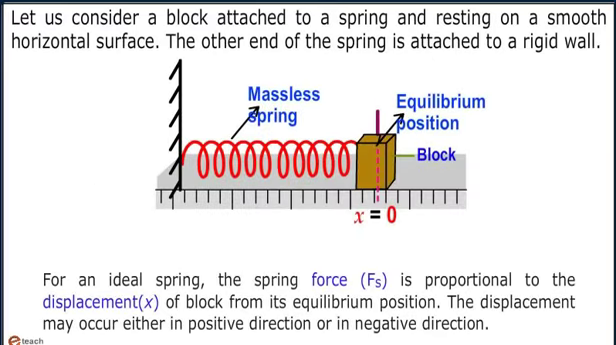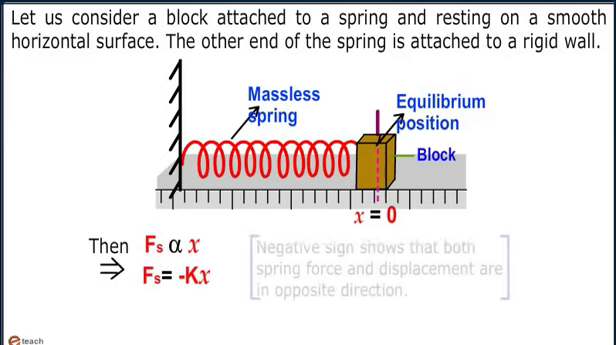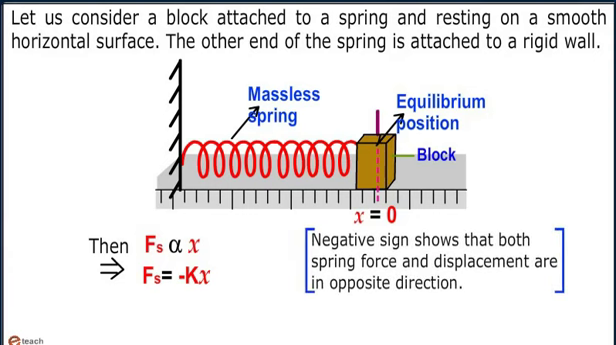For an ideal spring, the spring force Fs is proportional to displacement of the block from the equilibrium position. The displacement may occur either in positive direction or in negative direction. The block is initially at x equals 0, that is, the equilibrium position. Then Fs is proportional to x. Removing the proportionality constant, we get Fs equals minus kx. The negative sign shows that spring force and displacement are in opposite directions, where k equals spring constant.